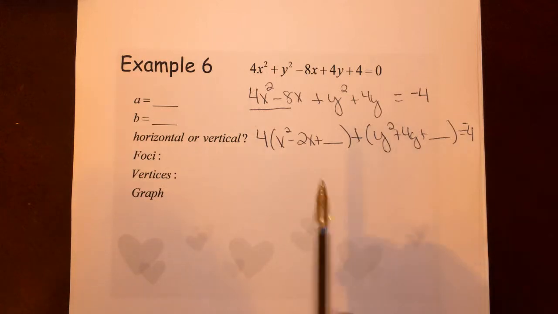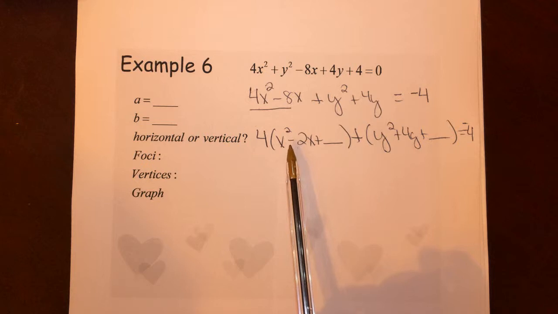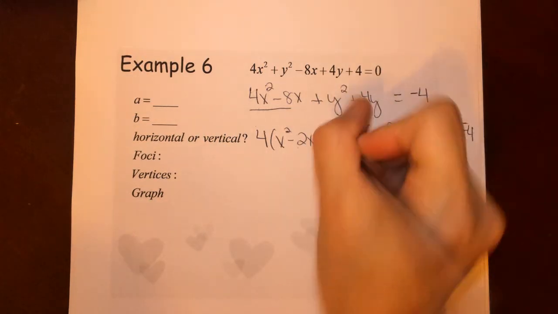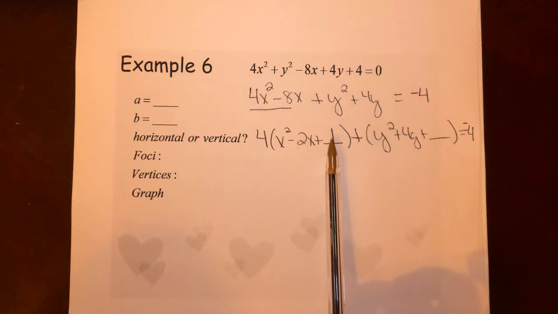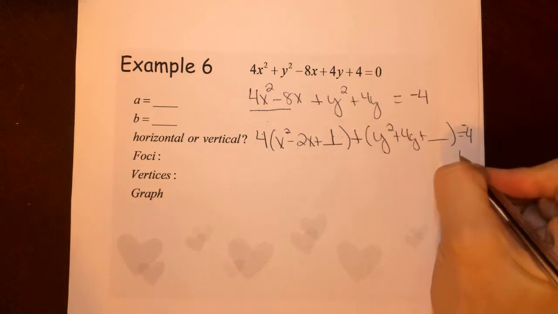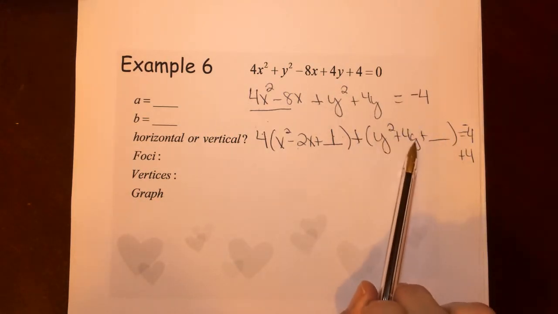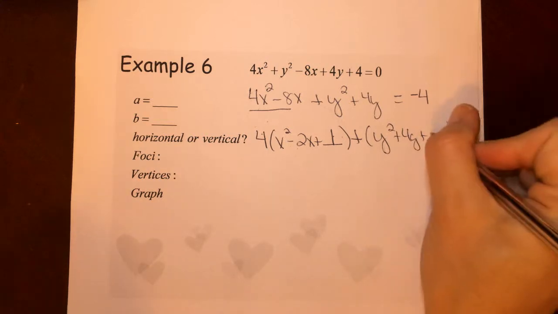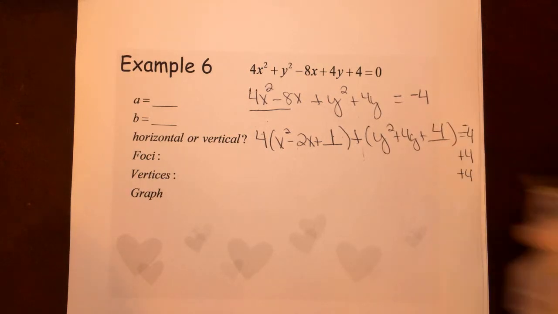Okay, from there we're going to use what we talked about the other day, where you go to your middle term, you take half of it, and you square it. So half of negative 2 is negative 1, and negative 1 squared is 1. And whatever you do to the left side, you have to do to the right side. Well, it looks like I added 1, but I really didn't add 1. I added 4 times 1, so I added 4. Come back over here. Half of 4 is 2, and 2 squared is 4. This time there's no number out here, so I truly did just add 4.